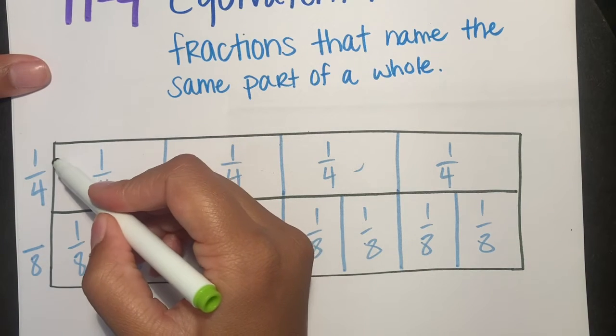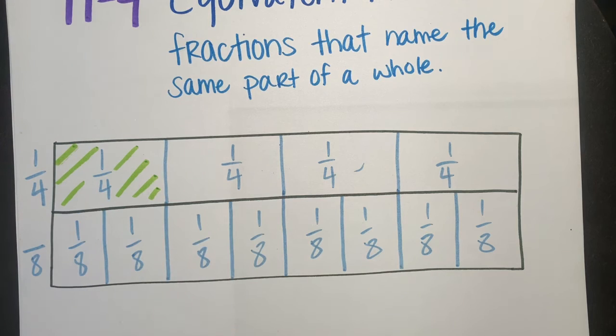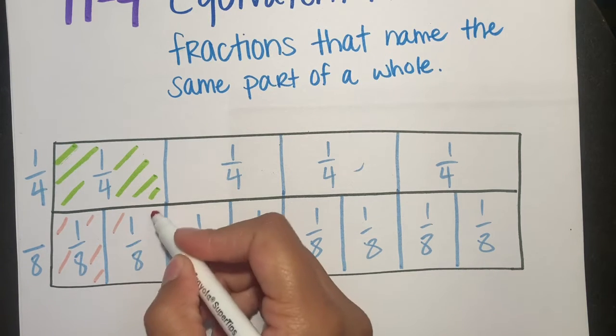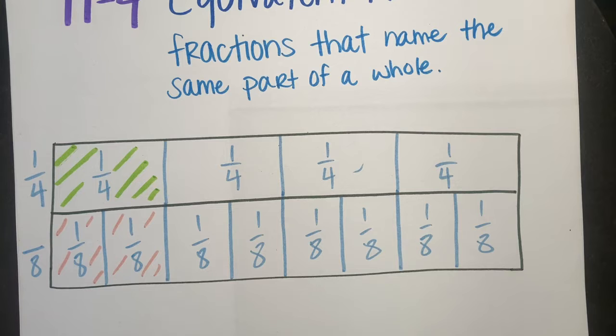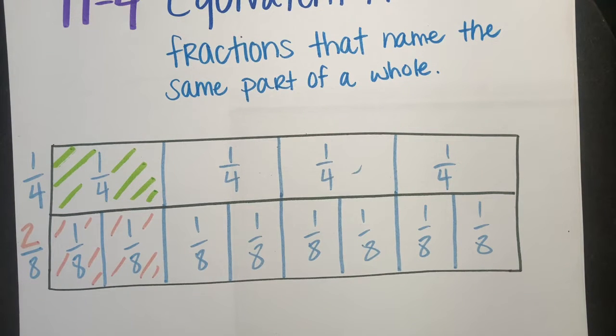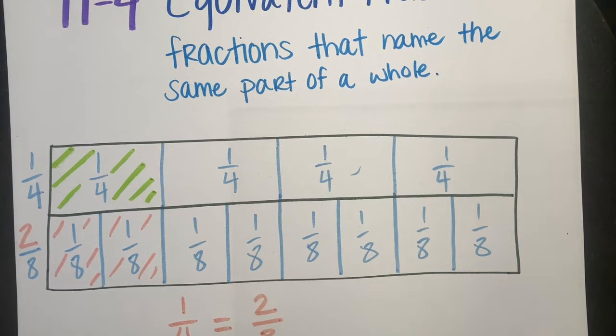Now, I want to find a fraction that is equivalent to 1/4. By looking at our fraction strips, I can fairly easily see that 2 of these eighths is equal to 1 of the fourths. So this right here would be a 2. What this means is 1/4 is equivalent to 2 eighths.